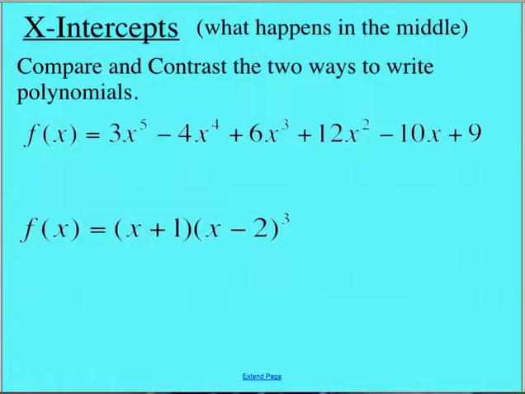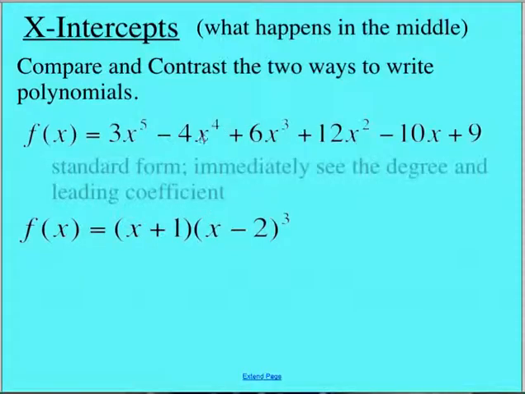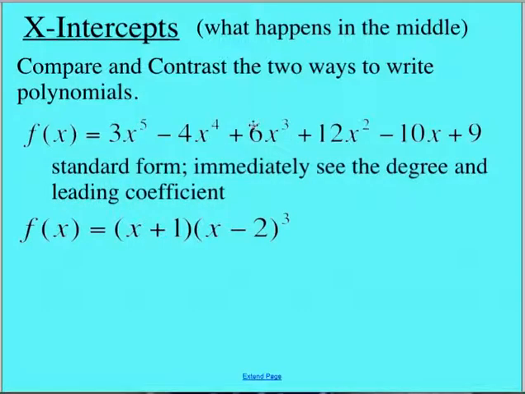Before, we talked about the end behavior. Talking about the x-intercepts is what's going on in the middle. So we know when it hits the x-axis, or if it bounces off or crosses the x-axis. So compare and contrast the two ways to write these polynomials. This one is in standard form. What we like about this is that you can immediately see the degree and the leading coefficient. So this is really helpful with end behavior, but it doesn't tell us where it hits the x-axis. And so then you would have to plug in a value for y and solve for x-intercepts.